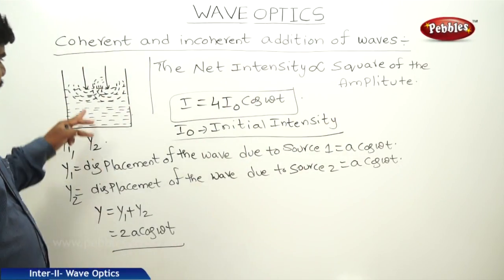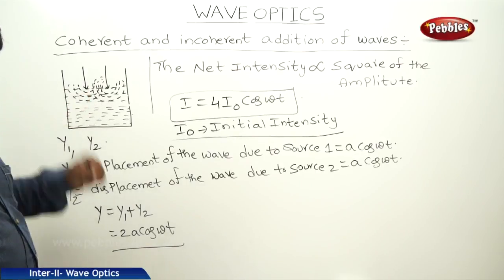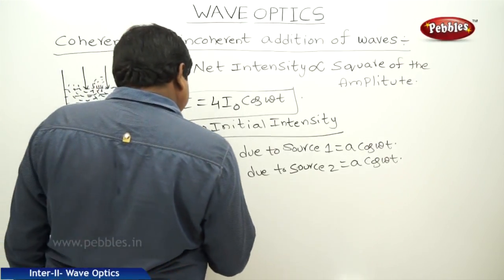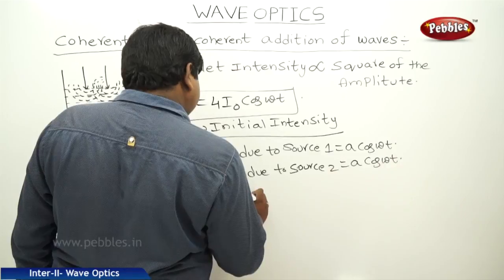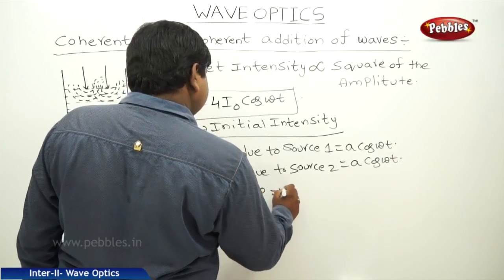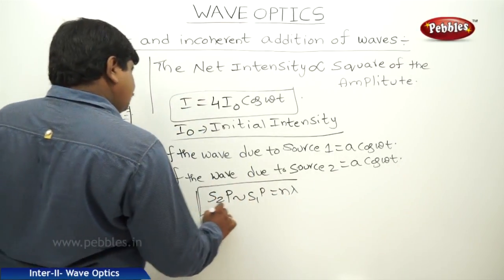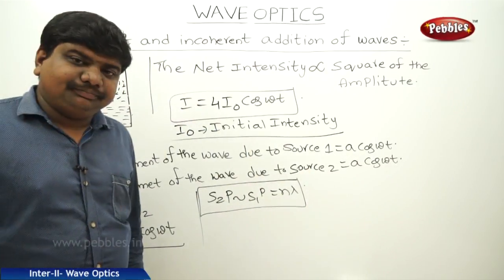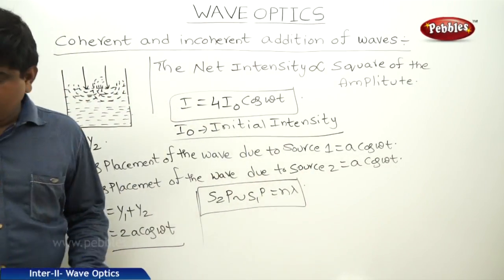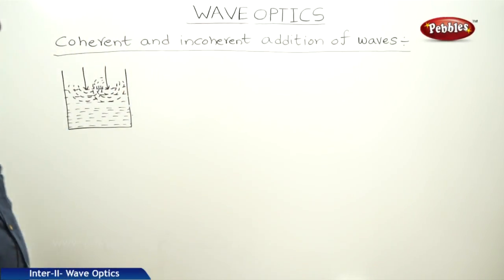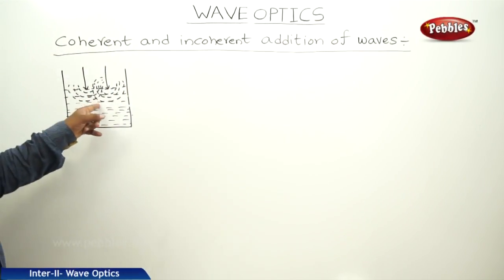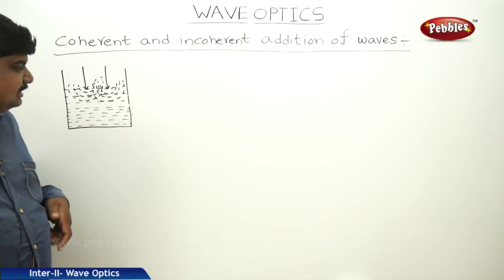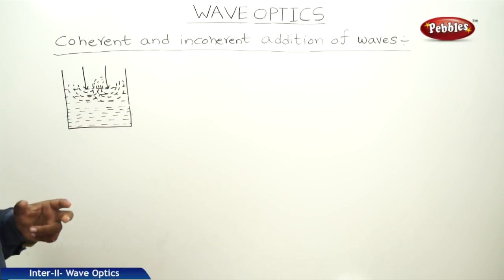So the equation to find out the path difference is S2P minus S1P is equal to n lambda. This diagram indicates the two waves which were produced and are in the same phase.